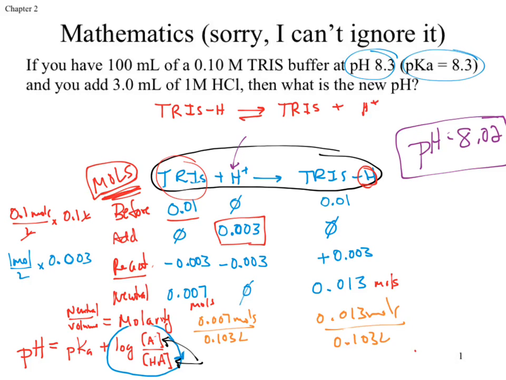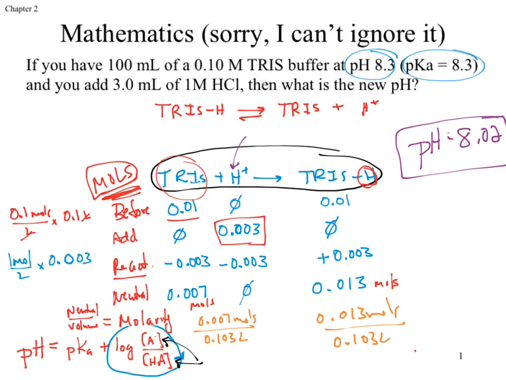Because the acronyms for our buffers tend to be very confusing, I will probably supply an equation saying this is the acidic form, this is the base form, to help you clarify and to make sure there's less confusion on the exams. Okay?